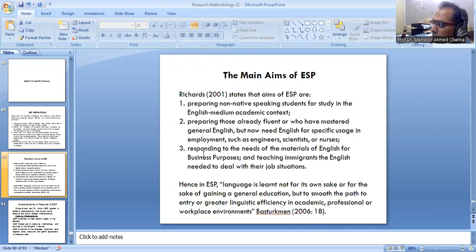Number three, responding to the needs of the materials of English for business purposes and teaching immigrants the English needed to deal with their job situations. Hence, in ESP, language is learned not for its own sake or for the sake of gaining a general education, but to smooth the path to entry or greater linguistic efficiency in academic, professional, or workplace environments.